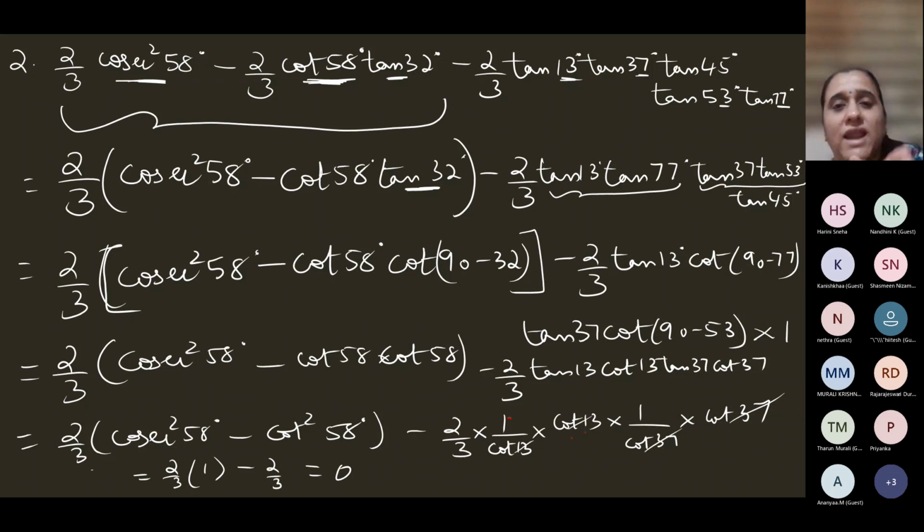So the latter half, that is the second part of the expression, you will change tan to cot. That is, you will first use complementary ratios and then reciprocal ratios. In the first part, you take out 2 by 3 common. And since you have cosecant square 58 degrees, you want the second part, that is cot 58 tan 32, to become cot square 58. Because cosecant square theta minus cot square theta is 1. So plan that and execute your plan.